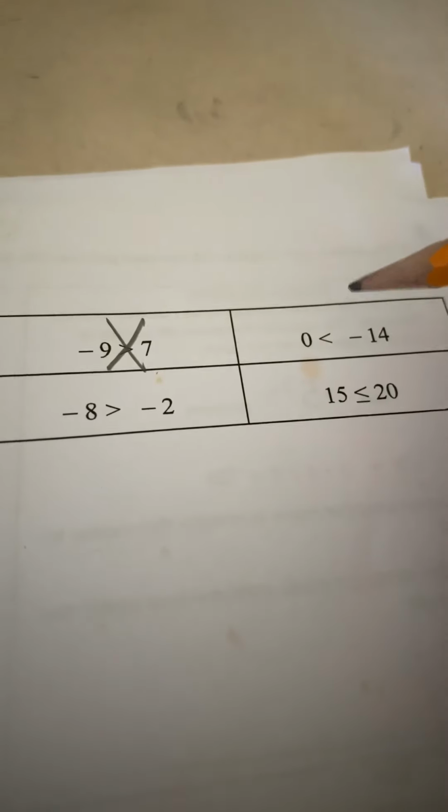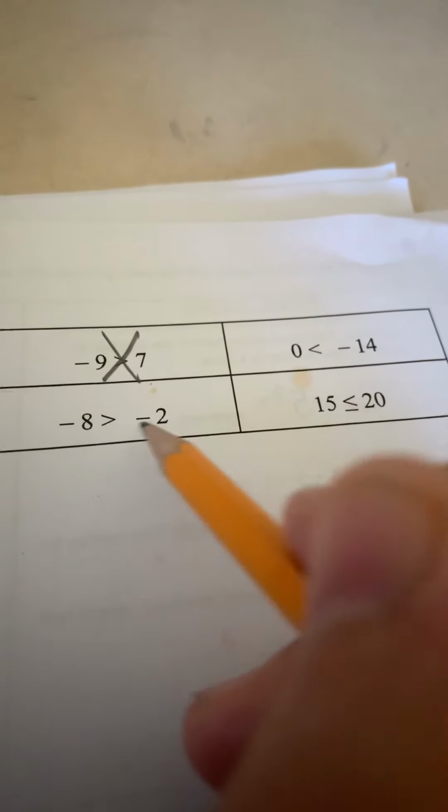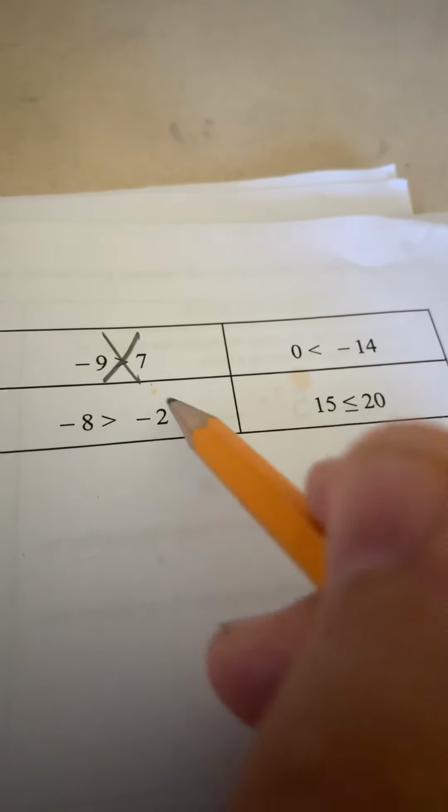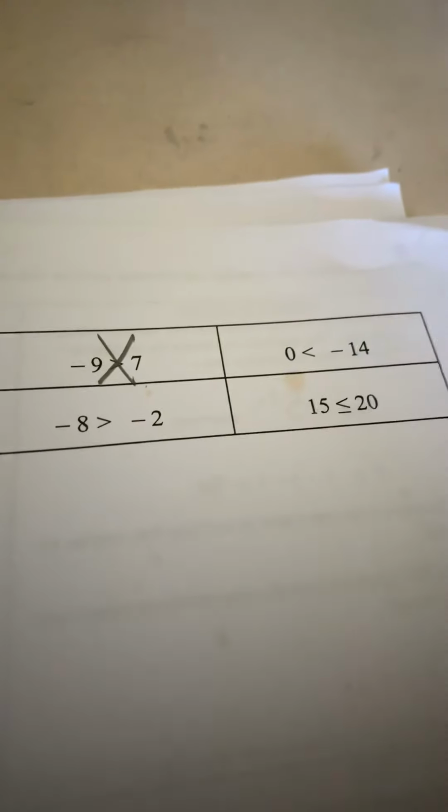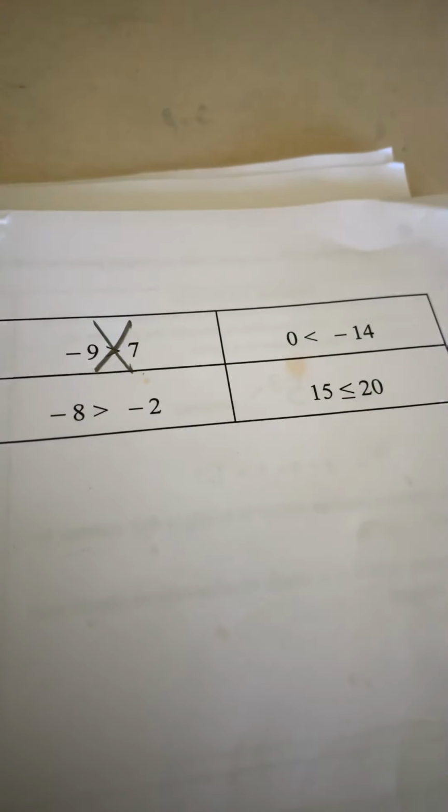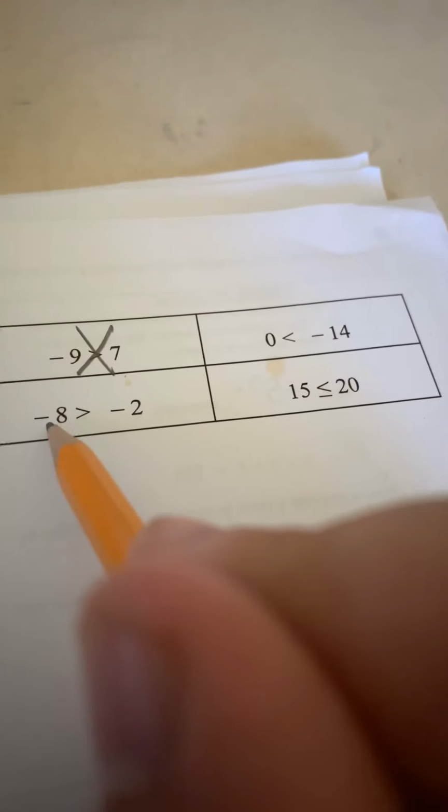Negative 8 is greater than negative 2. Well, here's the thing. They're both negative, but negative 2 is closer to 0 than negative 8. This one's only 2 spaces away from 0. This one is 8 spaces away. So this one is not true.